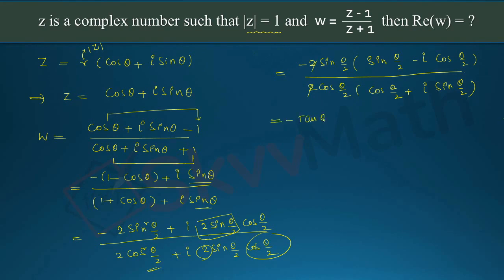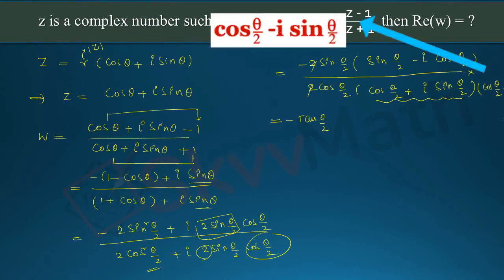Now see what I am going to do here: I am going to multiply with the conjugate of this and divide with that. So what do you get here? Cos theta by 2 minus i sin theta by 2, multiply and divide with the same complex number. So minus tan theta by 2, can you tell me what denominator you get? Cos theta by 2 plus i sin theta by 2 into cos theta by 2 minus i sin theta by 2, which is a plus b into a minus b, a square minus b square.